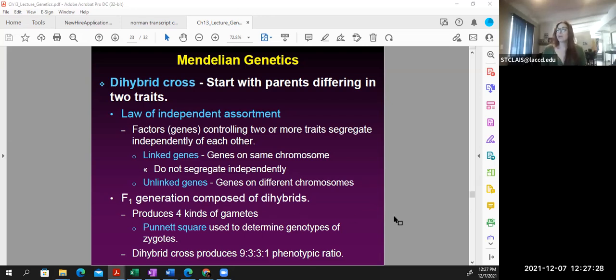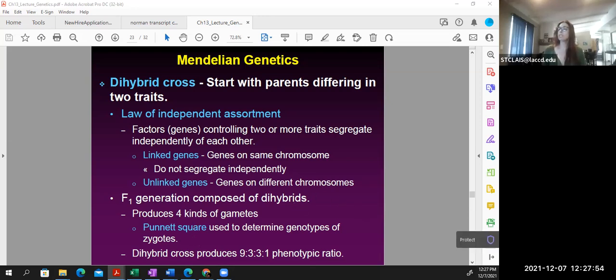Okay, so for our dihybrid cross, we're going to get our F1 generation that's all identical, but it'll have dihybrids. That means it'll have heterozygotes at both of the loci of interest, since we're looking at 2 traits now instead of just 1. So in that case, it can produce 4 different kinds of gametes.